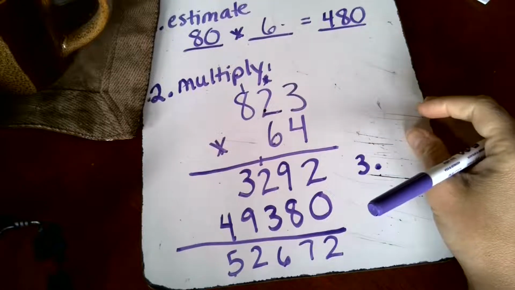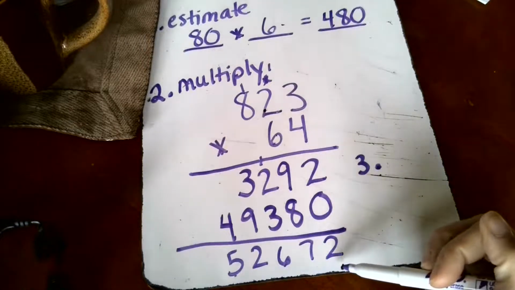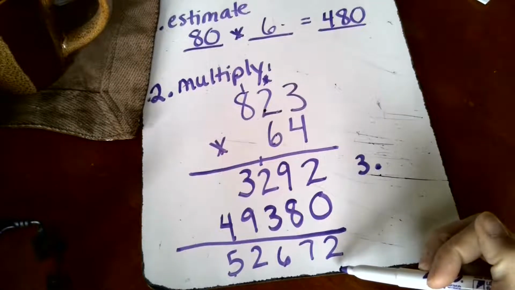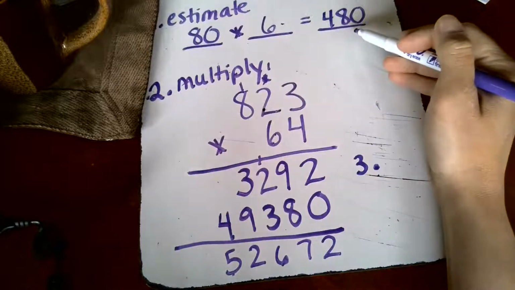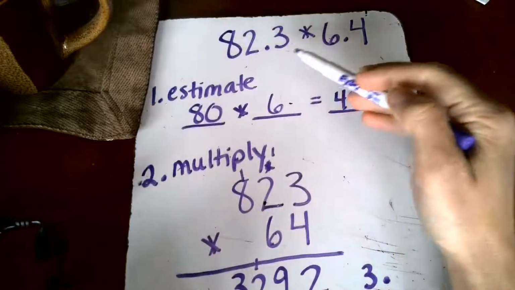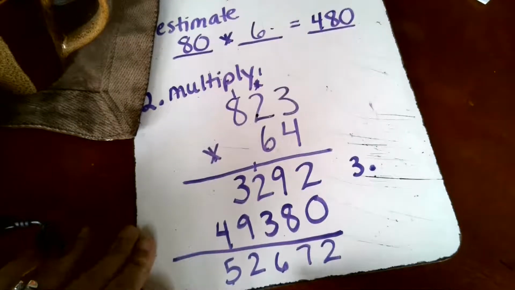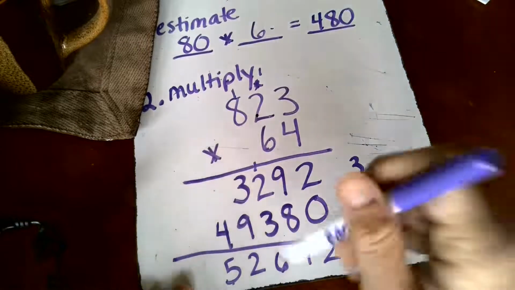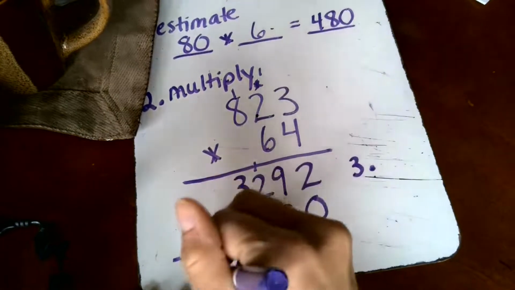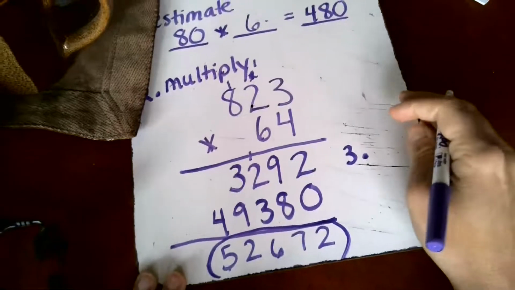So what I want you to do now, if you did not get this correct answer, write it on your board, 52,672. And now I want you to put the decimal point in so it's close to our estimate of 480. Because I know that 82.3 times 6 and 4/10 is not 52,672. This is way too big. So we need to put the decimal point in here. Go ahead and pause the video and do that. Or you can just keep watching.